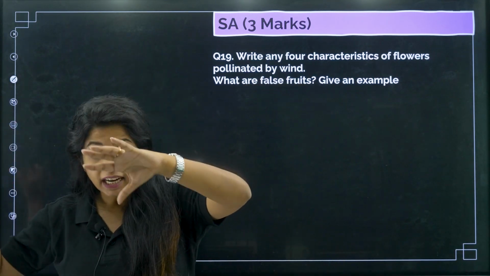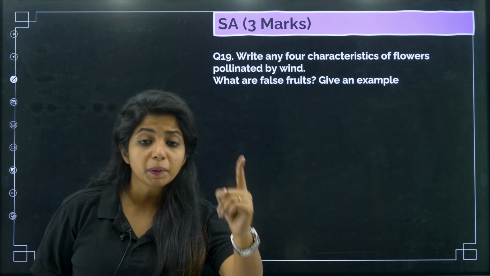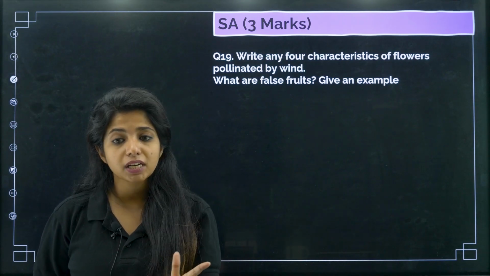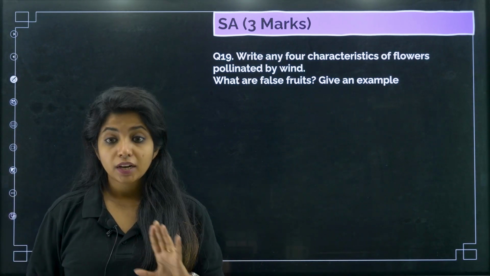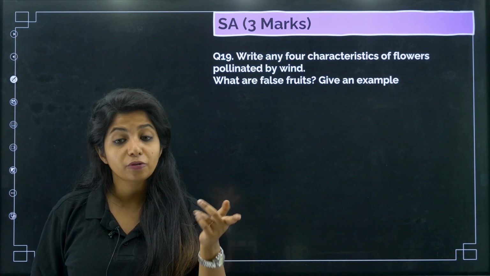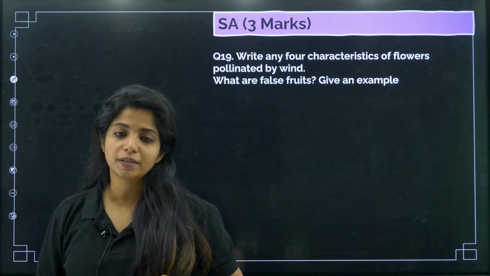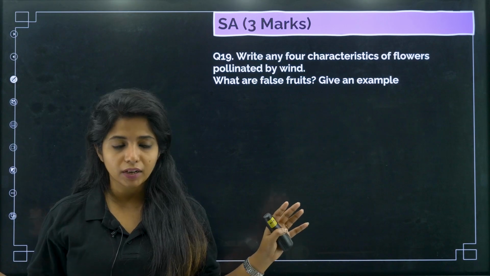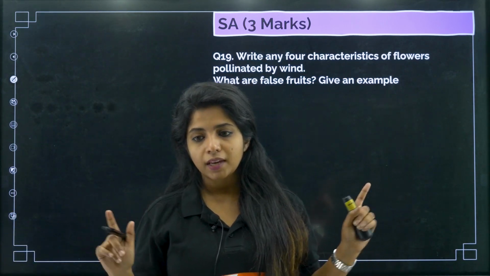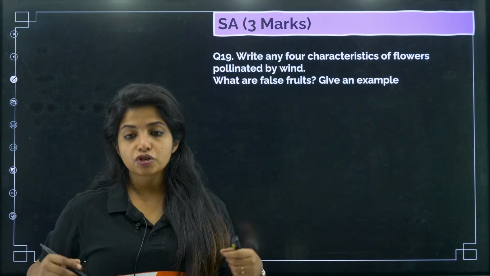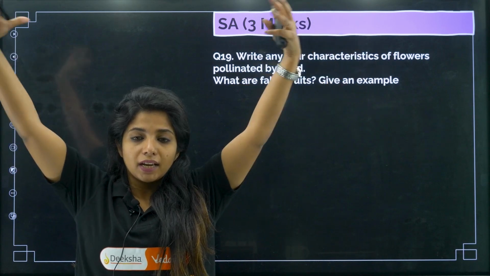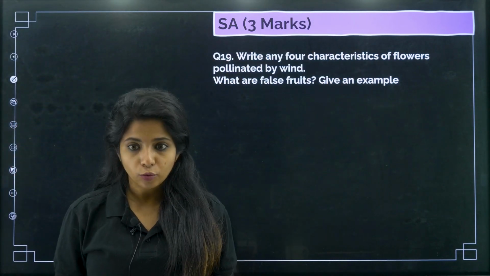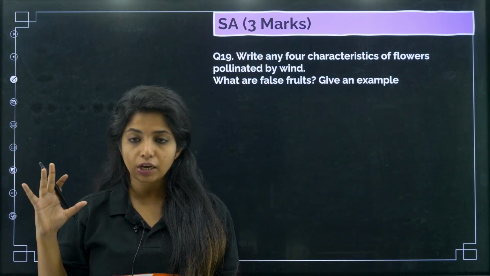So we need light pollen grains, and should the pollen grains be sticky or not? If it's sticky, it will just randomly stick at any place. It should not be sticky. What should be sticky? Your stigma should be sticky. The stigma receives the pollen, so it can be sticky, but not the pollen grains. Now the stigma and the style should be very long so that they can catch the pollen grains which are moving around. So these are a few features that you have.